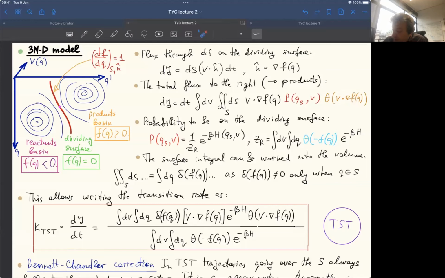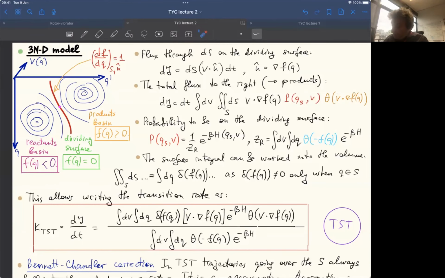Then we can introduce a function f, which is a function of all degrees of freedom q which are relevant for our system. So I use q. Q could be many.